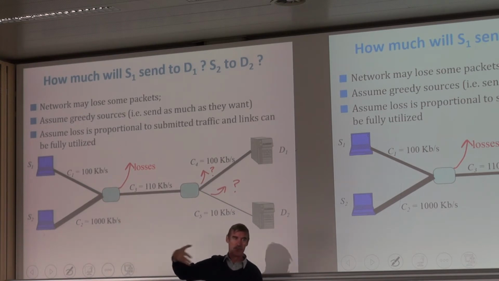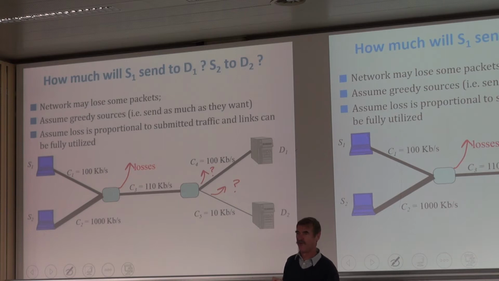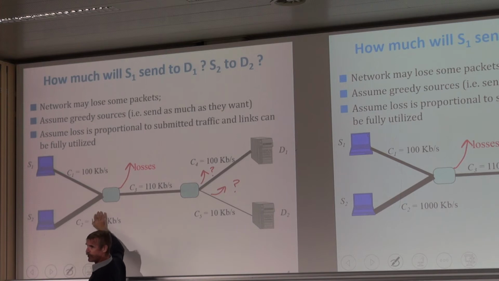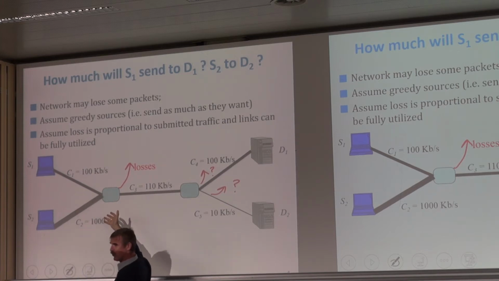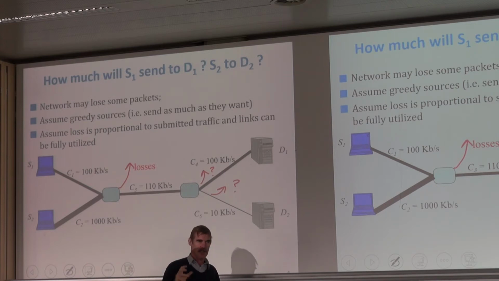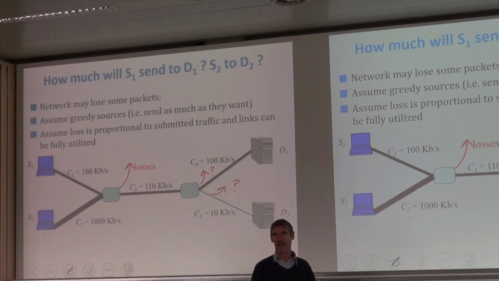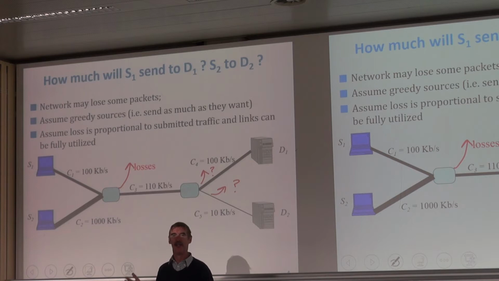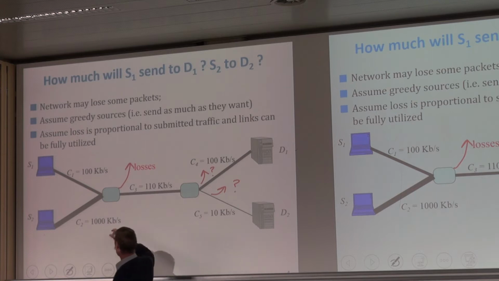I assume the losses are proportional to this offered traffic. Proportional means this guy is sending 10 times more than this. I assume that the loss rate is the same for both, which means this guy will lose 10 times more packets in absolute number than this one. Whether switches or routers are actually doing that is disputable. They do that if they implement nice smoothing policies. If the queues that exist in the routers are simply first in, first out, then it's a bit random, the amount of data that is lost. But as a first approximation, this is the best we can do.